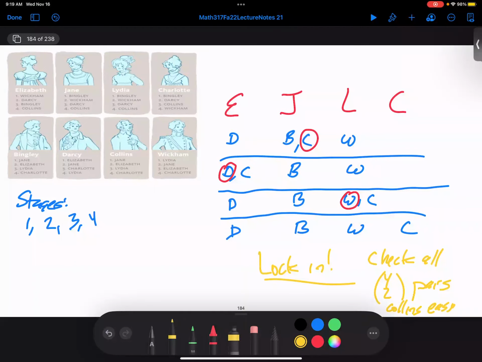Right? And so it turns out it's actually not too bad to show that this is stable just by brute force. There are 6 cases to look at, but by a little bit of clever looking, we can quickly eliminate 3 by looking at Collins, and then by looking at either Jane or Wickham, we can eliminate 2 more, and then you just use the other one to eliminate the last. If you don't see this, you just go through the 6 cases.